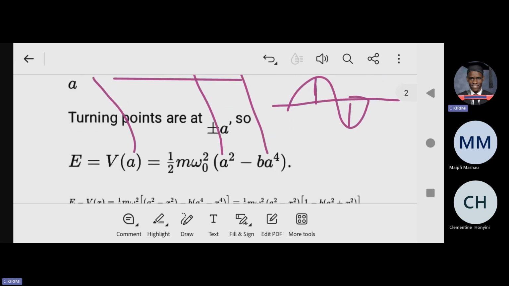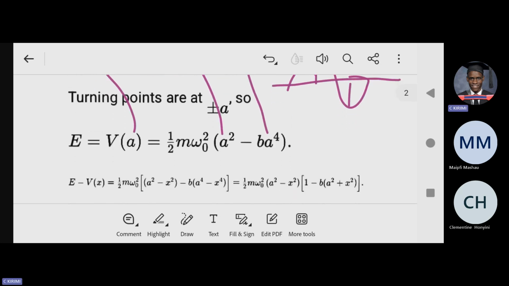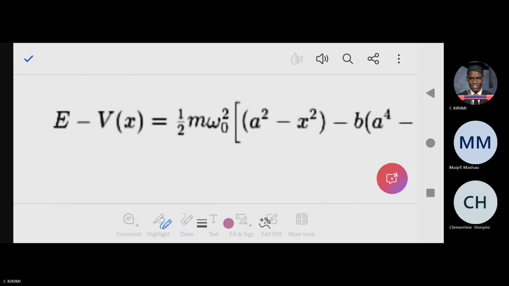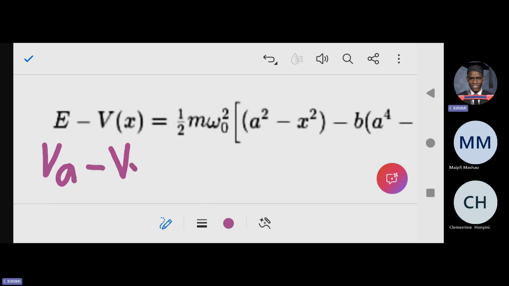That's what we did. Once you have replaced, now we are saying E minus V of X. So E is V of A minus V of X. That's what you are just doing. We are subtracting V of X from V of A, since we said this E is V of A.